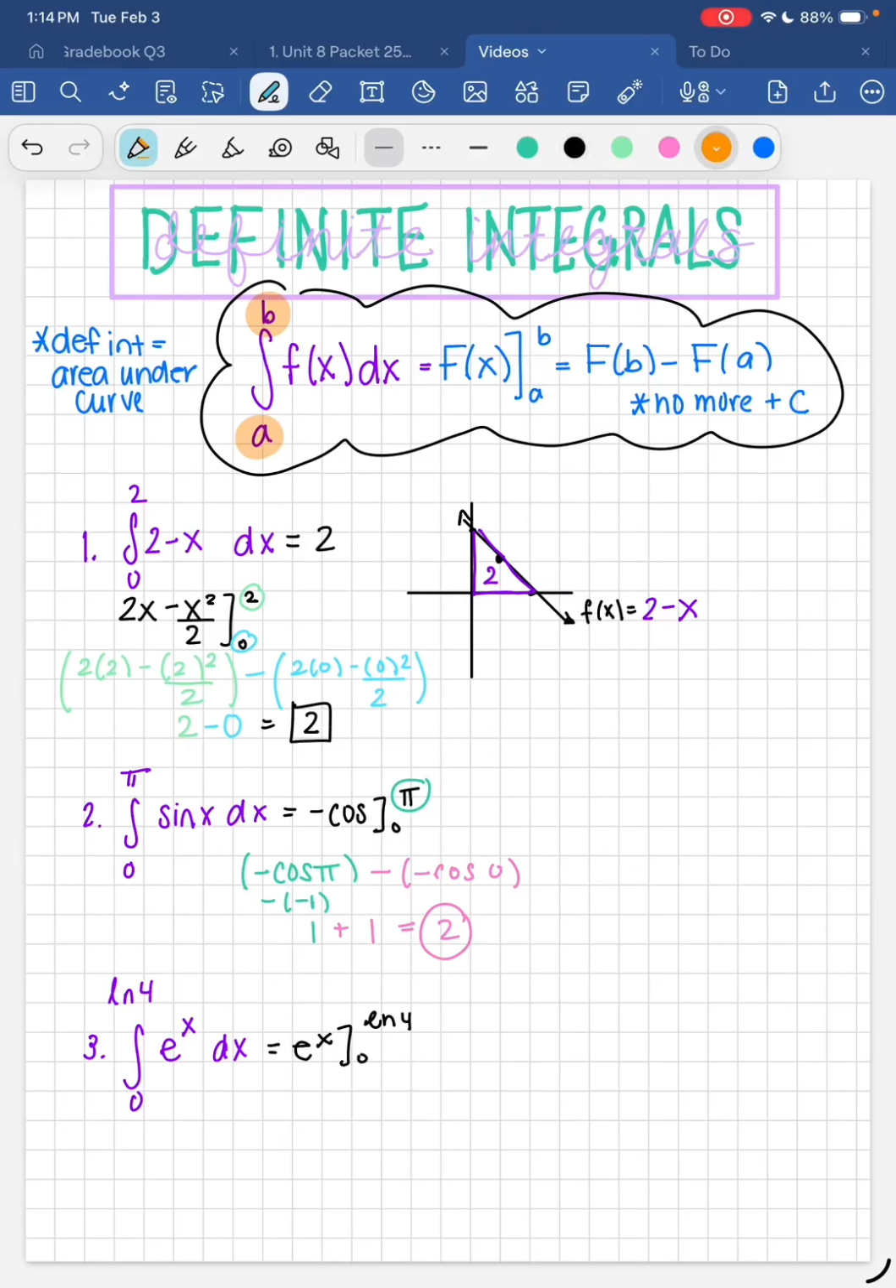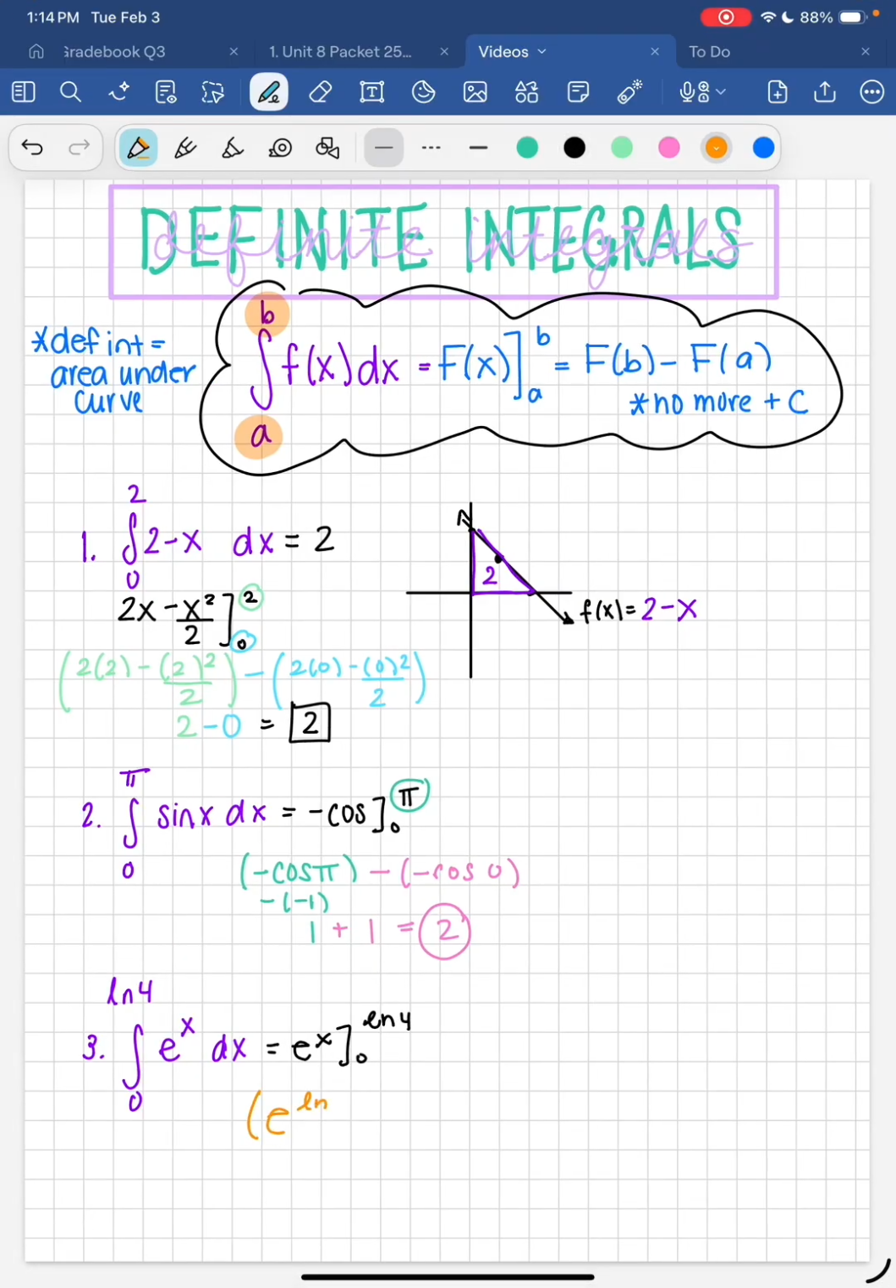And we are going to do e to the ln of 4 minus e to the 0. And e to the ln of anything is anything, so that's 4. Anything to the 0 in math is 1, so e to the 0 is 1. So we're going to get a final answer of 3.